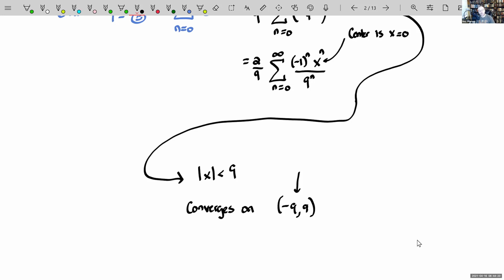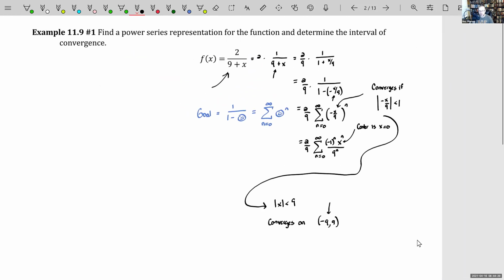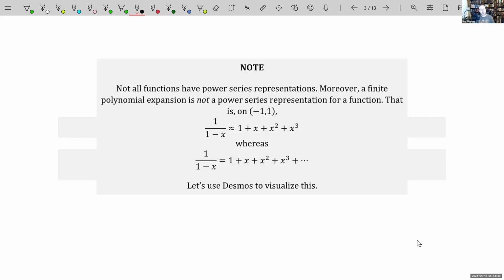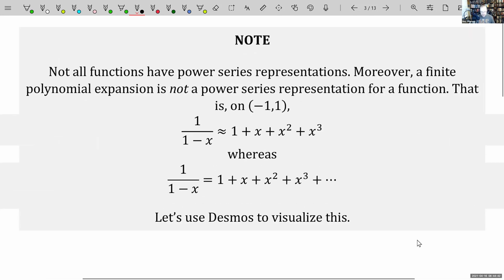Again, I could visualize this using Desmos, but instead of jumping over to Desmos, I think I'm just going to do one last example because I froze and I want to do one more example. Every time I freeze, I'm just going to do an extra example.